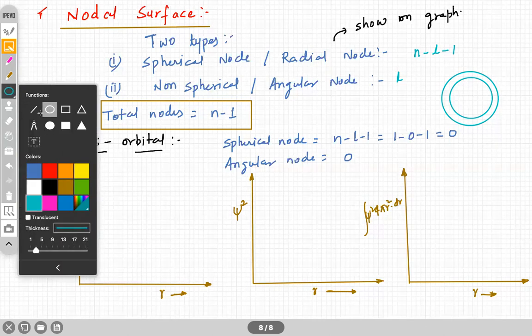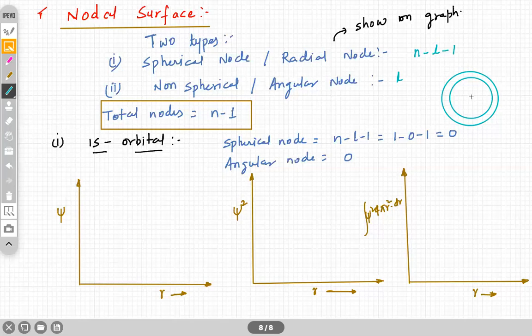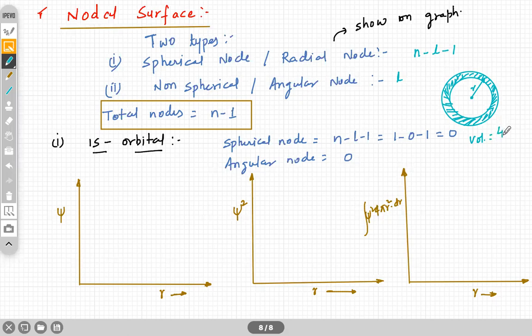This is the radius r from this point, and the thickness of this surface is dr. This is the thickness we can assume as dr. So if you multiply this surface area with the thickness, it gives you volume. So the volume of this shell is the surface area, 4 pi r square, into dr, because the thickness I am assuming here is dr.